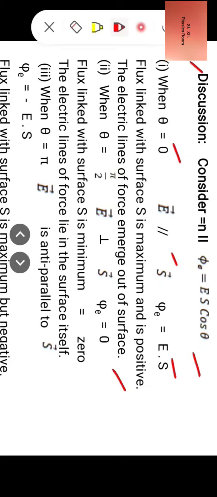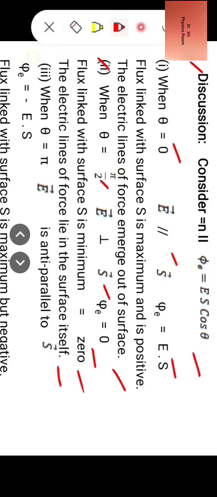So you remember all these conclusions drawn when theta is 0. Now the second point: when theta is pi by 2, then E would be perpendicular to surface S, and phi E is equal to 0. Flux linked with the surface S is minimum, equal to 0, because cos 90 would be 0. The electric lines of force lie in the surface itself.